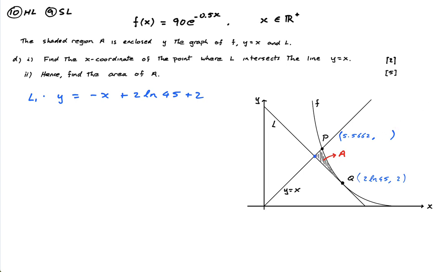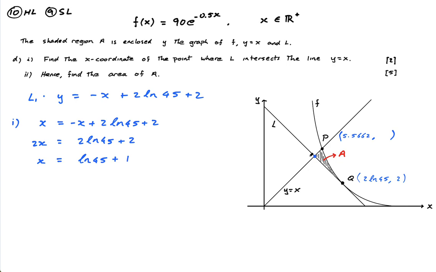Now, again, how do we find a point of intersection? We just equate them. I'm going to equate y equals x to y equals this. So x equals minus x plus 2 ln 45 plus 2. Then add x to both sides, I get 2x equals 2 ln 45 plus 2. Then to find x, just divide by 2. So I get ln 45 plus 1.